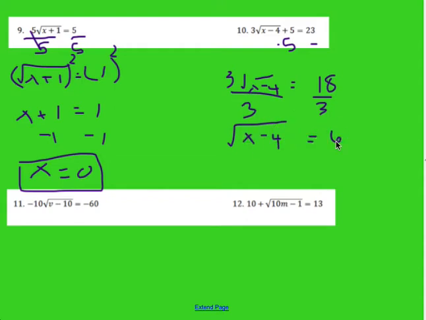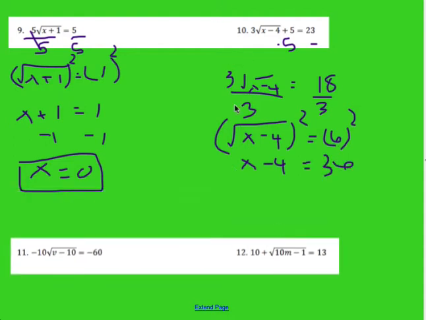Now I want to undo that square root. So I'm going to go ahead and square both sides. So I get x minus 4 is equal to 36. So now all I have to do is solve that for x, or get that minus 4 over to the other side. So I'm going to go ahead and add 4 to both sides, and I end up getting that x is equal to 40.